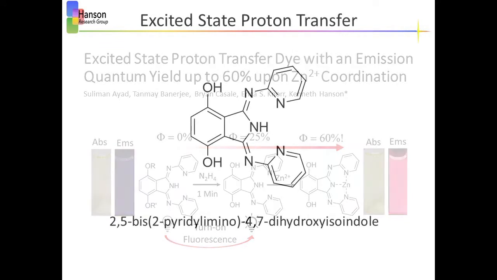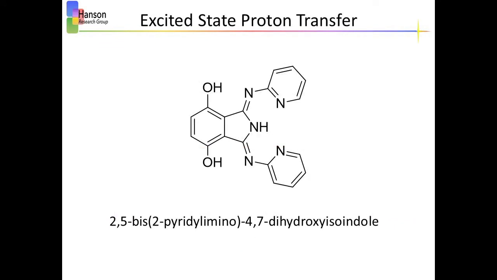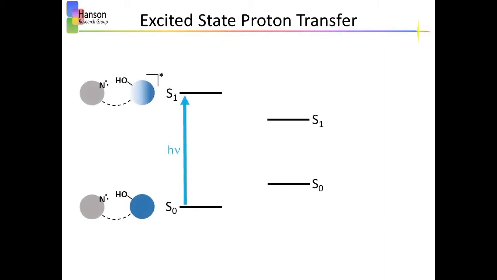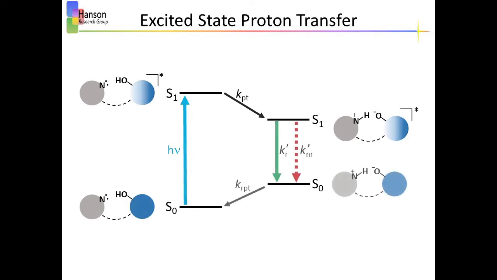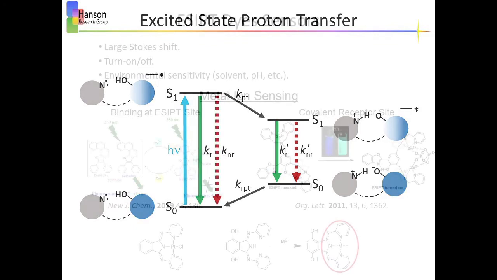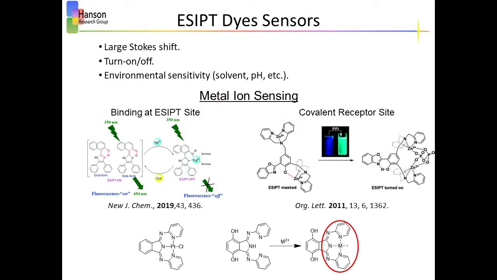In this study, we used an ESIPT dye known as 2,5-bis-2-pyridylamino-4,7-dihydroxyisoindole as a fluorometric metal ion sensor. When this chromophore is photoexcited, the electron density shifts from the phenolic protons toward the imine nitrogen, which leads to an excited state proton transfer from oxygen to nitrogen. The dye then emits from the proton-transferred keto state, which has a different wavelength than if it had instead emitted from the enol state.